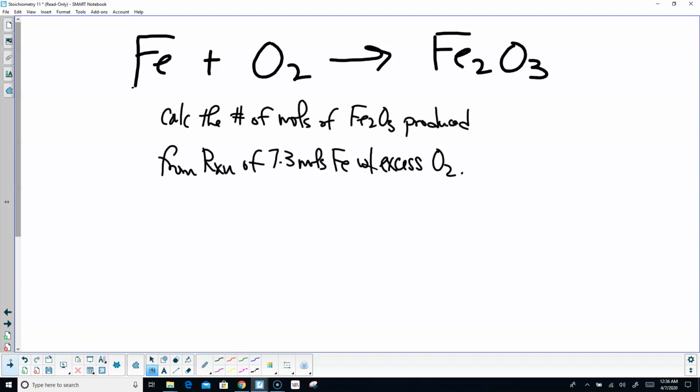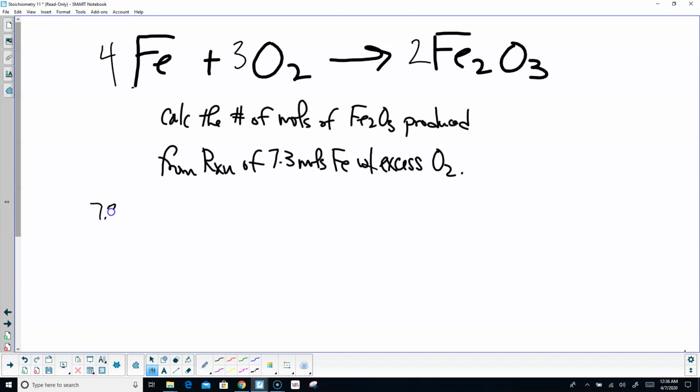Real quick to balance this thing. I'm going to leave iron alone because it's all by its lonesome. 3 oxygens and 2. Common factor is going to be 6. I flop a 3 here and a 2 here. I have 6 oxygens on both sides. Iron now has 4. Put a 4 here. We're balanced. So step 1 is done. Balance the formula equation. Now, you start out with what you know.